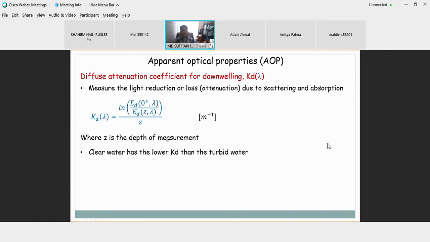So if Kd is high, it means more light is lost, or attenuated, per meter. If Kd is low, it means more light can penetrate deeper. Clear water has low Kd. Turbid water has high Kd.